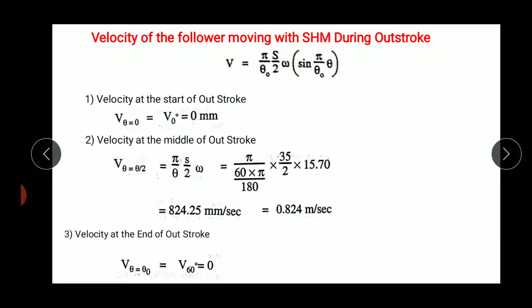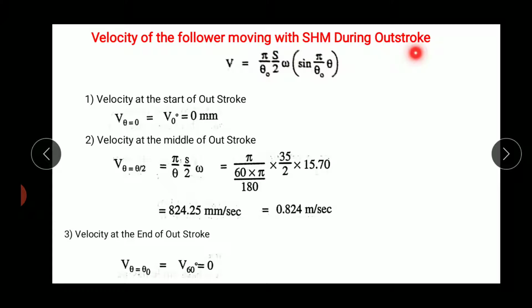One thing you should observe here is that in any type of motion, whether it is uniform acceleration retardation, simple harmonic motion, cycloidal motion, or uniform velocity motion, velocity at the start and at the end of out stroke is always 0. Only you have to calculate velocity at the middle of out stroke. If you remember this, the start part and end part calculation will become simple, that is, it is directly 0. Only you have to calculate for the half of out stroke.